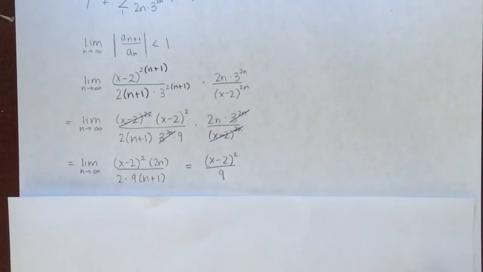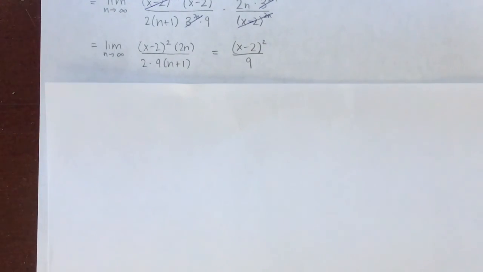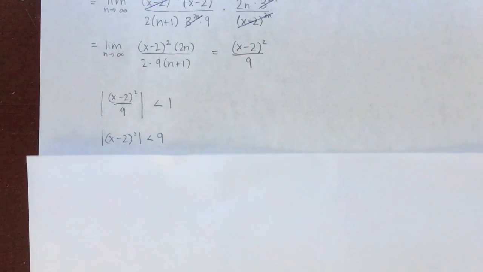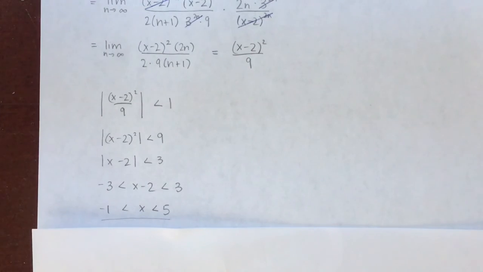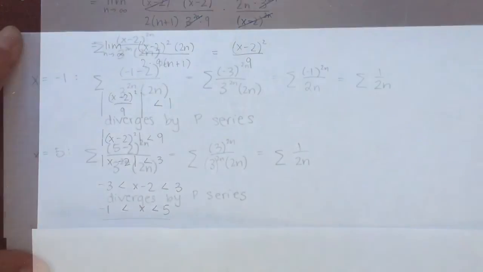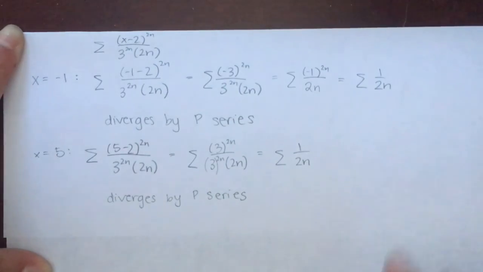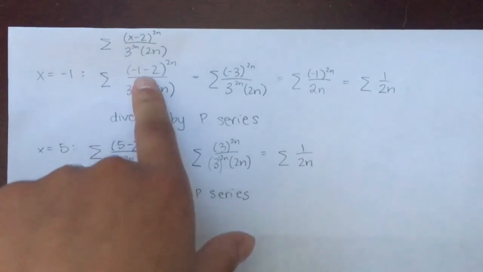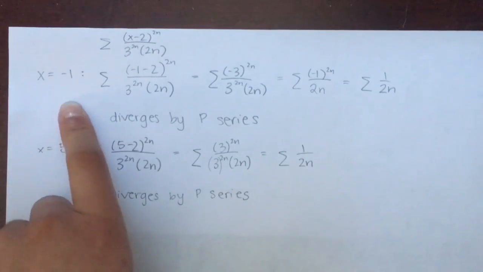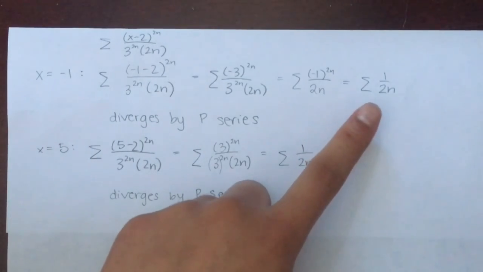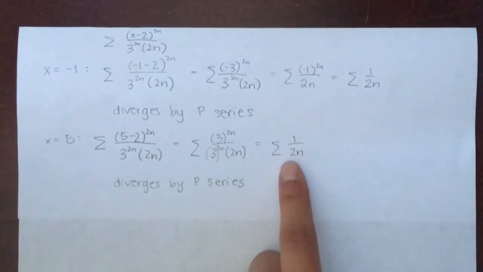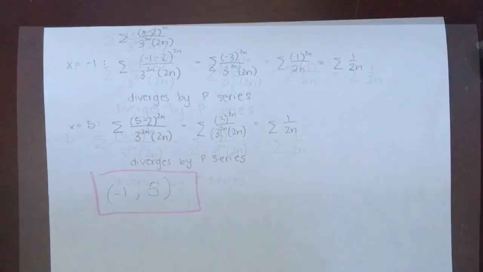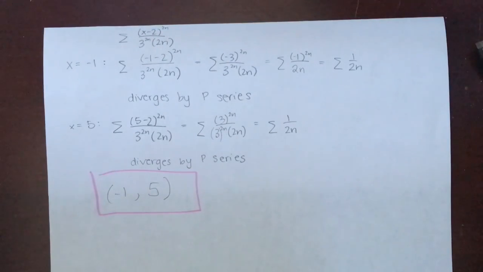After you cancel terms and take the limit, you get (x minus 2) squared over 9. The absolute value of (x minus 2) squared over 9 has to be less than 1 for the series to converge. So you just continue solving this, and you get that x is between -1 and 5. Now we have to test endpoints. To do that, plug your endpoint values into the series. When x equals -1, you end up getting the series 1 over 2n, which diverges by p-series. When x equals 5, you also get the series 1 over 2n, which diverges by p-series. So your interval of convergence is -1 to 5 with soft brackets.